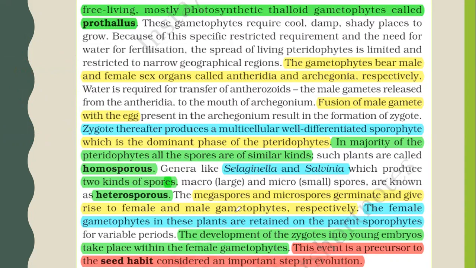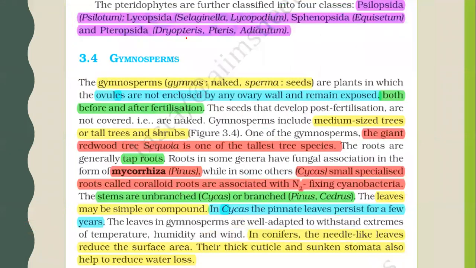The development of the zygote into young embryos takes place within the female gametophyte. This event is a precursor to the seed habit, which is an important step in evolution. Very important and a repeated previous year question from this area. This is again an important statement.